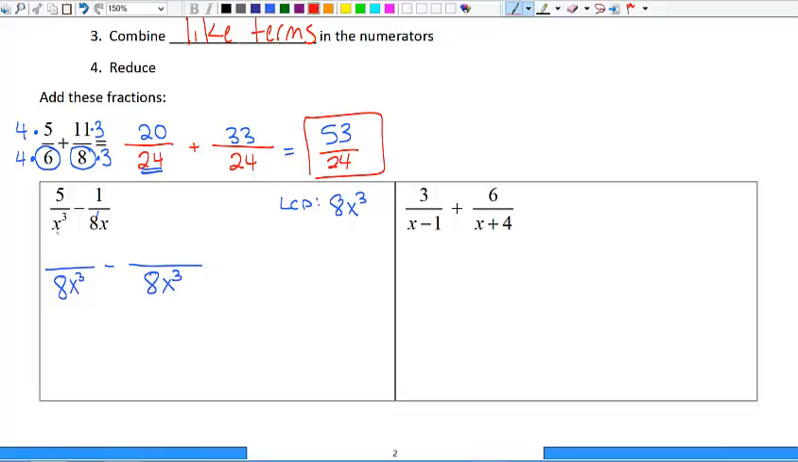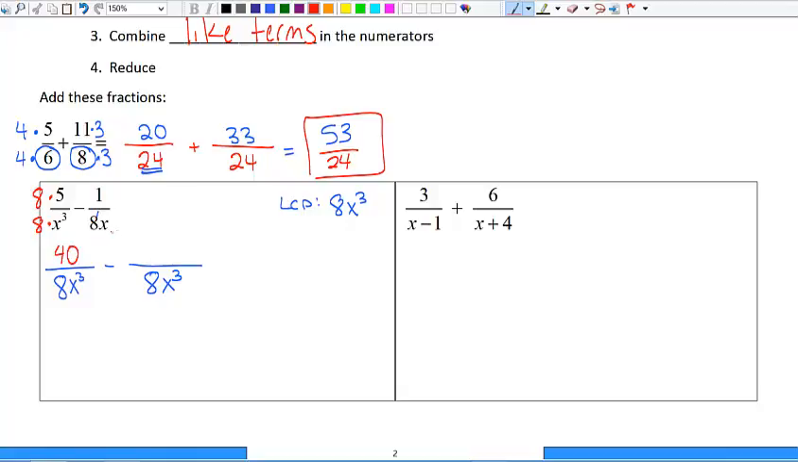All right, to get my original x cubed denominator to be 8x cubed, what is the factor that I'm missing? Well, I'm missing a copy of 8. So if I multiply the denominator by 8, you also must then multiply your numerator by 8.